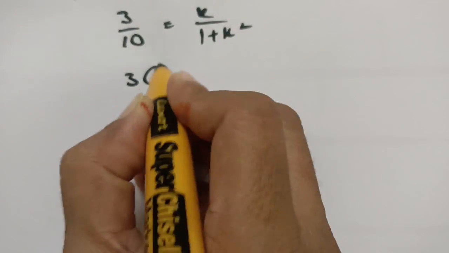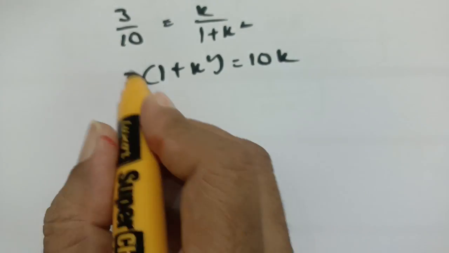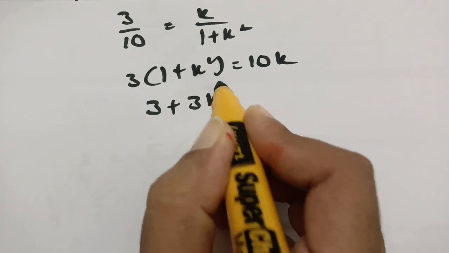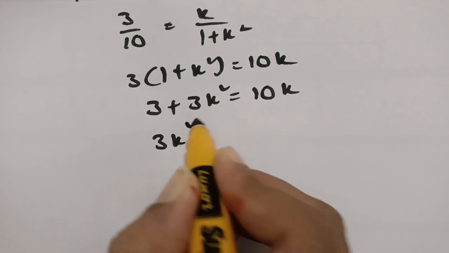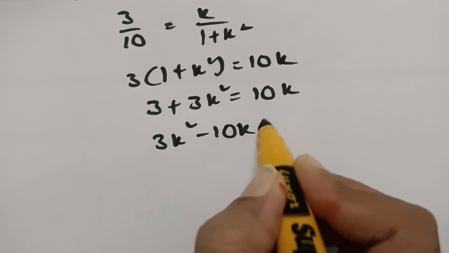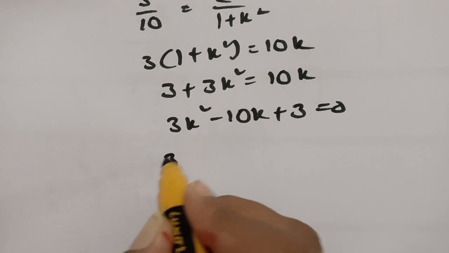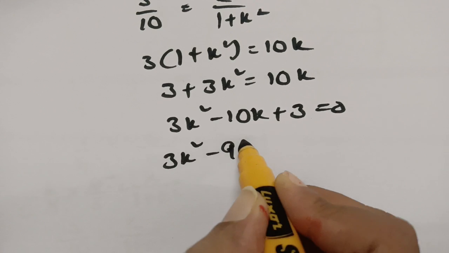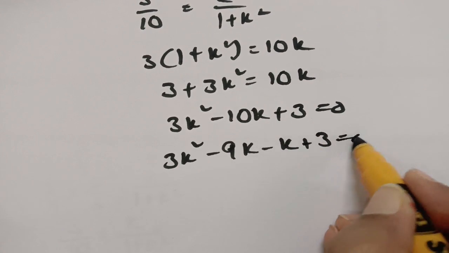So if I cross multiply, then see what happens here. So 3 times of 1 plus k square is equal to 10k. So if I multiply, this is 3 plus 3k square is equal to 10k. So this will be 3k square minus 10k plus 3 is equal to 0. So if I multiply, this will be 9. So factors of 9 are 9 and 1, so 3k square minus 9k minus k plus 3 is equal to 0.